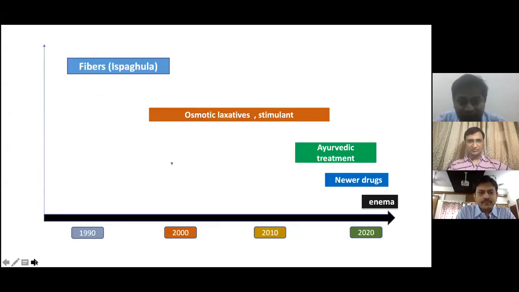The timeline of his osmotic and fiber intake: initially, he tried fibers in the first part of his illness. When he realized it didn't respond, he stopped. Later, he tried osmotic and stimulant laxatives, and recently he tried Ayurvedic treatment, which didn't help him much. Newer drugs like prucalopride and lubiprostone were tried for a month. And now, before he came to CMC, he has been on a soap water enema once a week.